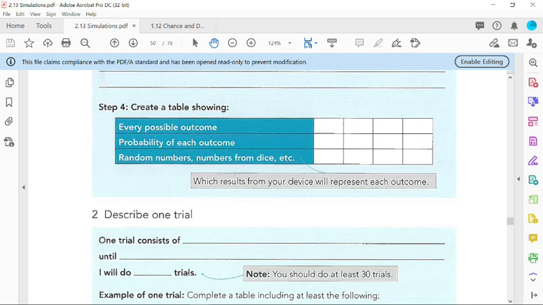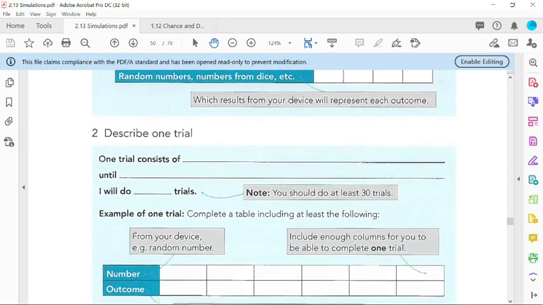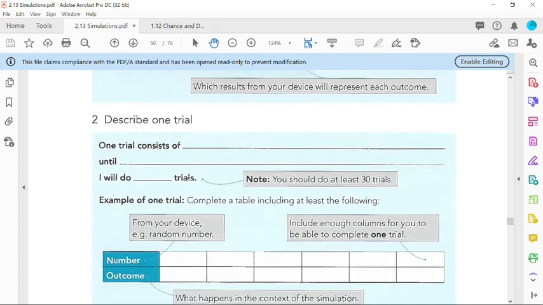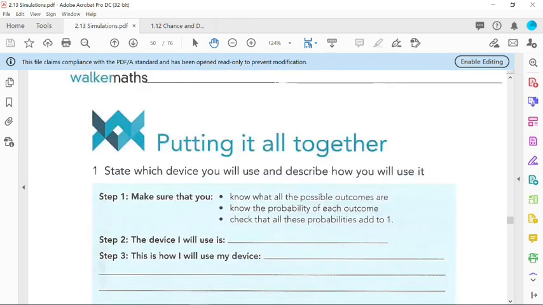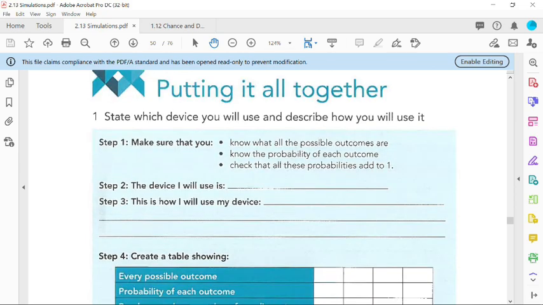Then, the next section, you're going to describe what one trial will look like. Now, the one thing they haven't done here is remember you have your purpose in the front when you're talking about what it is you're going to be experimenting about and what question you're trying to answer. And we'll come back to that, okay?